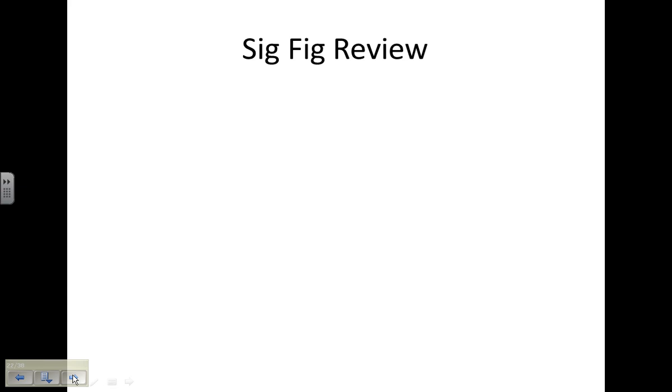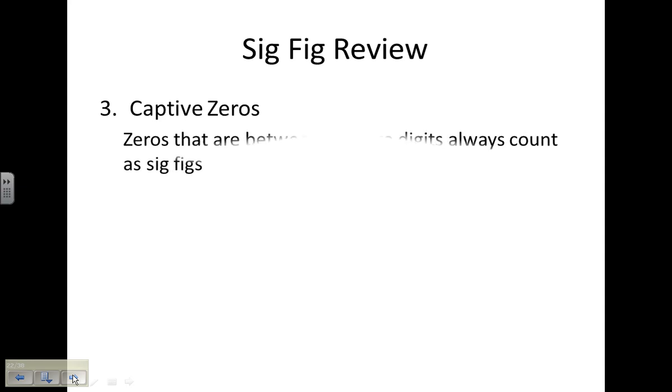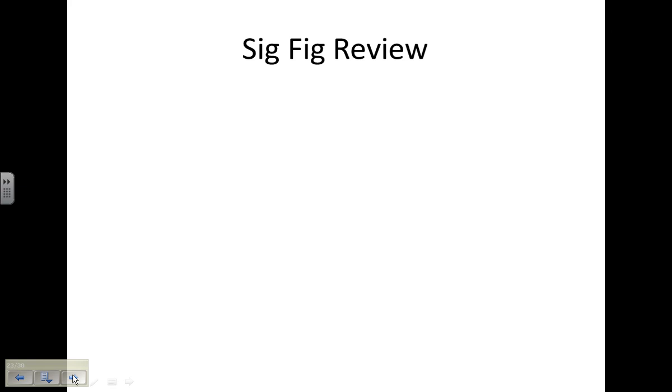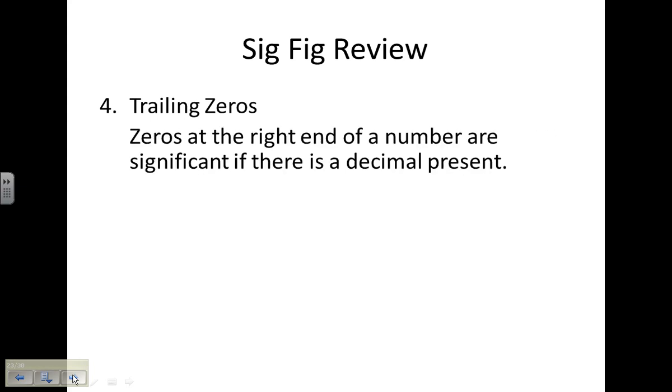If the zeros are squished between 2 non-zero digits, we call those captive zeros, and they always count as significant digits. And this has 4, 3, and 4. If the zeros are at the end of a number, they're significant if a decimal is present. So if we look at the first number, there's 4, but 20 only has one sig fig. 4,000 has one significant figure. And when you use scientific notation, look at the mantissa, and that has 3 significant figures.